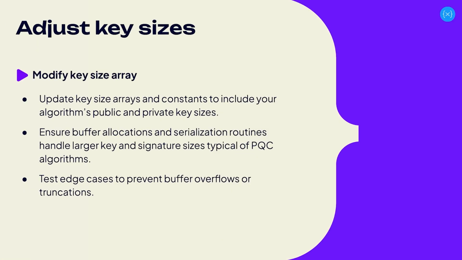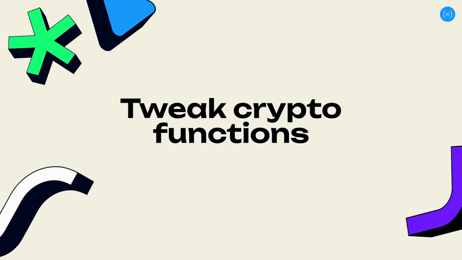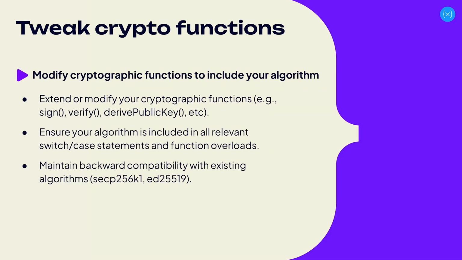With that said, let's come to the third point, which is we test the edge cases to prevent buffer overflows or truncations. You can do this step once you have modified your cryptographic functions, which we would be doing in the next step. With that said, we come to the second last step, which is we tweak the crypto functions to include your algorithm.